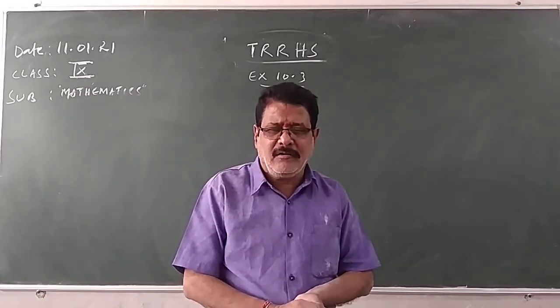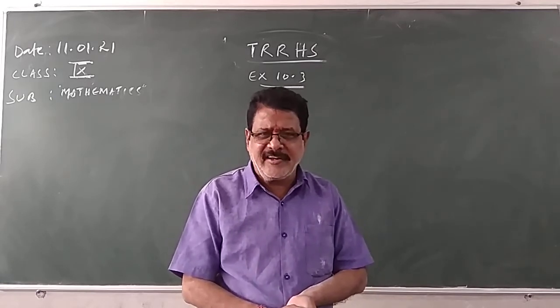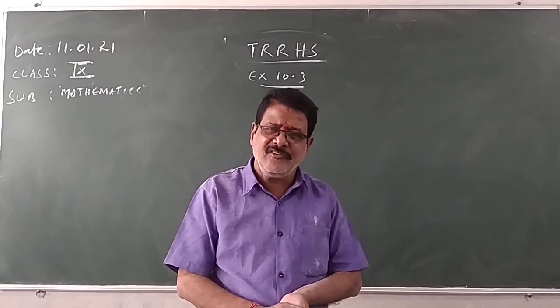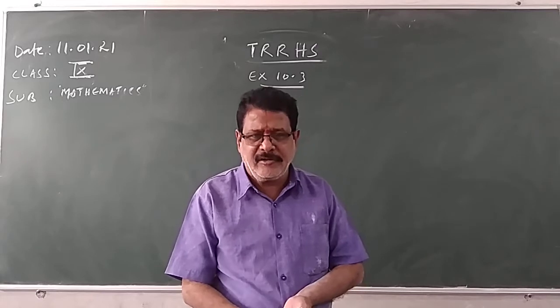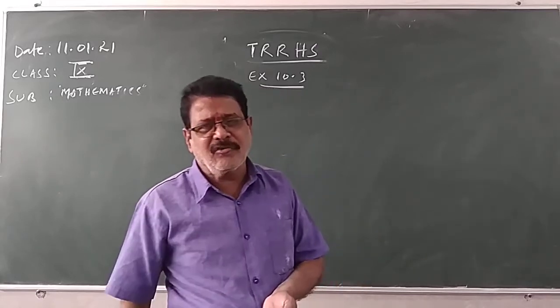I gave you the formula in the last class. The curved surface area of a cone is pi r l, where r means radius and l means slant height. The slant height can be found by using the Pythagoras theorem. The square of the hypotenuse is equal to the sum of the squares of the other two sides.